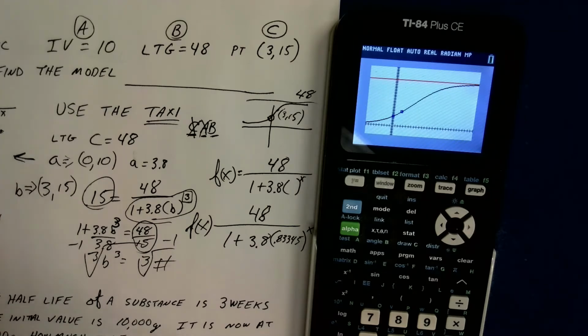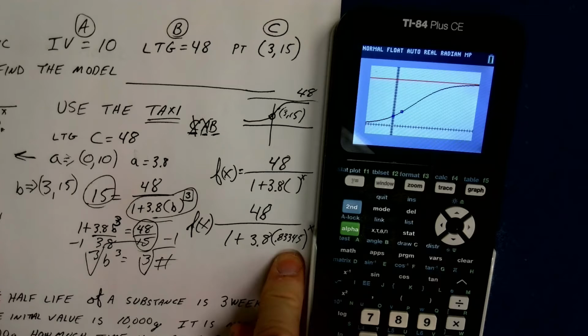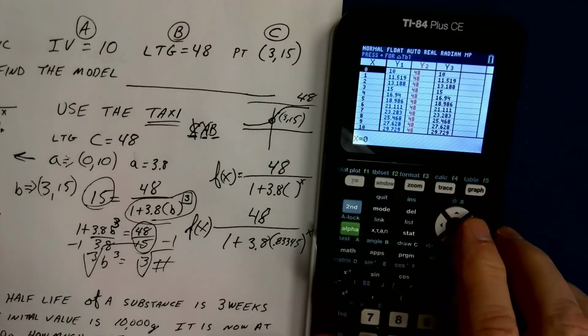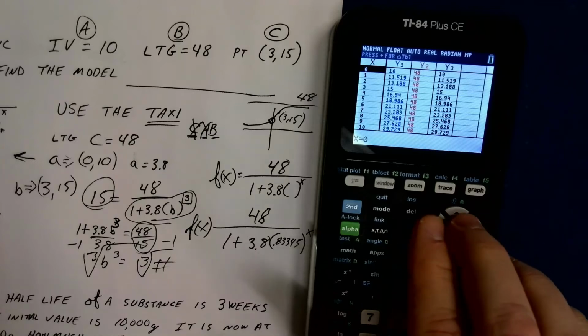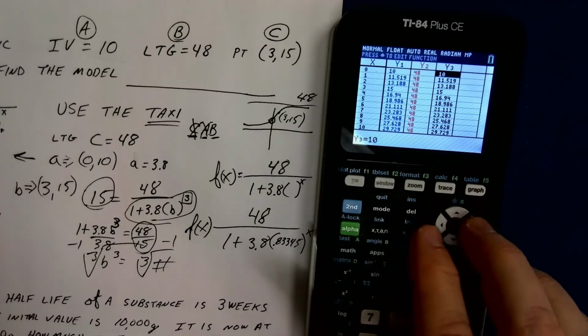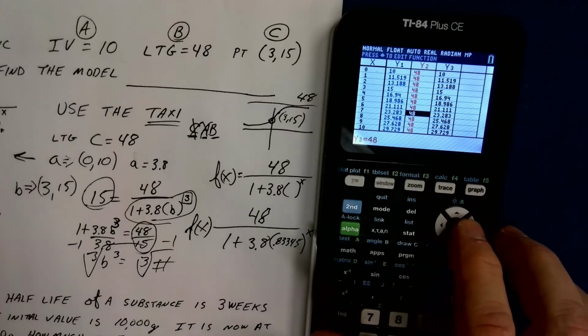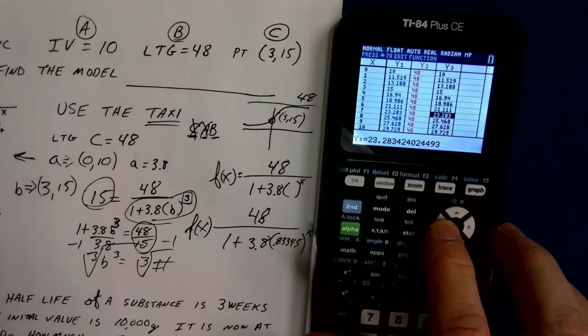Now granted, there was a smidgy rounding going on right here. So if I look at my table, you can see that I got 10 and I got 10, right? And I got 22.283. I got 22.283. You're like, there's no difference between them, right?